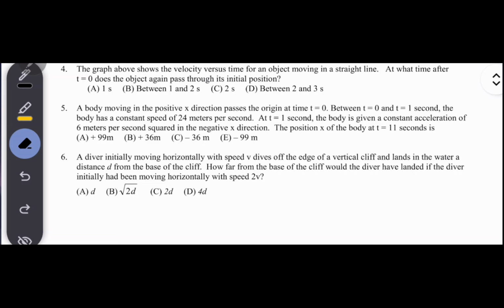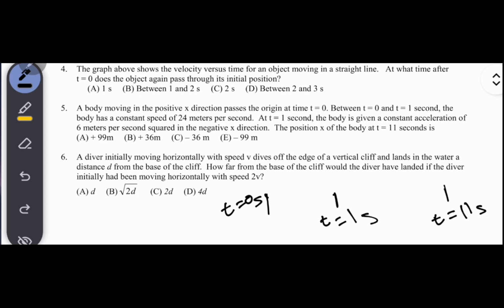So what I would recommend doing is drawing out a diagram to help you understand what's going on in the problem. So we can go ahead and draw it out. Here is t equals 0 seconds. And here we can have t equals 1 second. And over here we can have t equals 11 seconds.